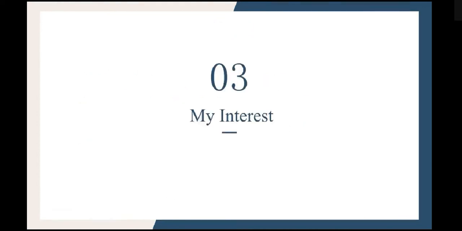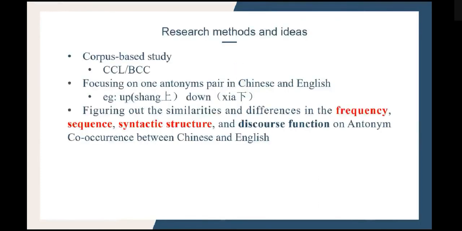However, this paper provided me with a great deal of inspiration. I'd like to conduct a corpus-based study for my own assignment. CCL and BCC are both Chinese corpora. As a short paper, I'd like to concentrate on one specific set of antonyms, such as up and down in Chinese, 上下. And the purpose of this paper is to determine the similarities and differences in the frequency, sequence, syntactic structure, and discourse function of antonym co-occurrence between Chinese and English. That's all for my presentation.